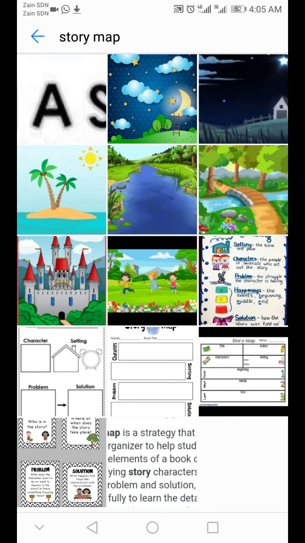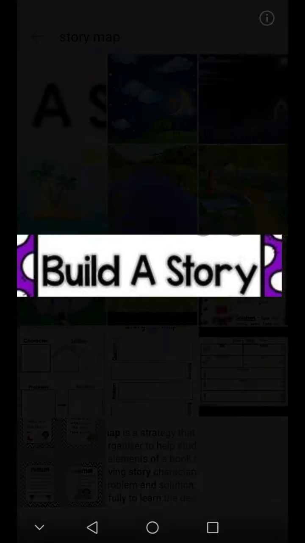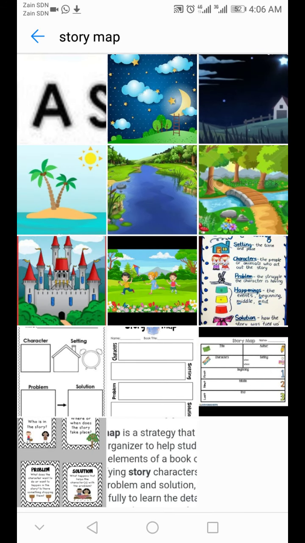So again, for the last time, to build our story, we need to have a map. And the elements of this map are characters, the main one, setting, the problem, then the last one is the solution, right? So this is our lesson.